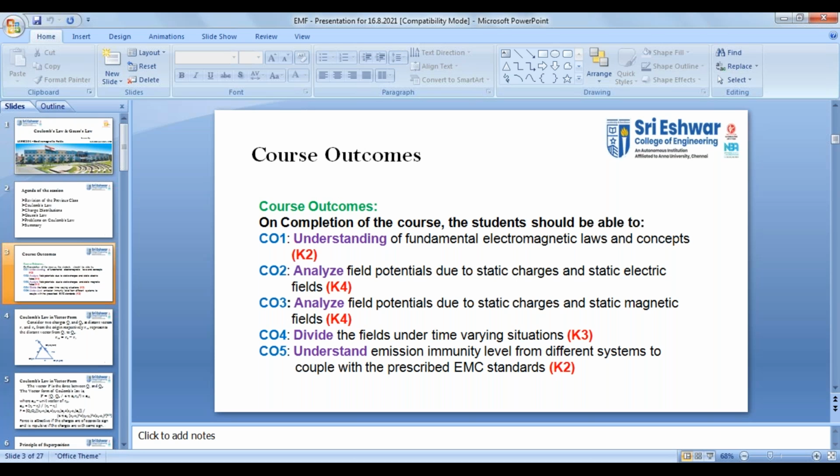As far as my course outcomes, COs, are concerned, now we are in unit number 2, so CO2. It is to analyze field potentials due to static charges and static electric fields. That is the course outcome.